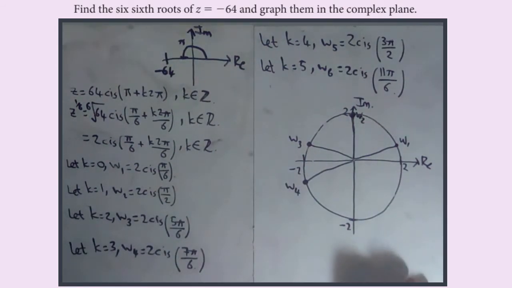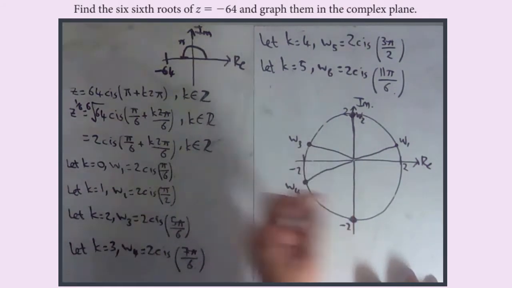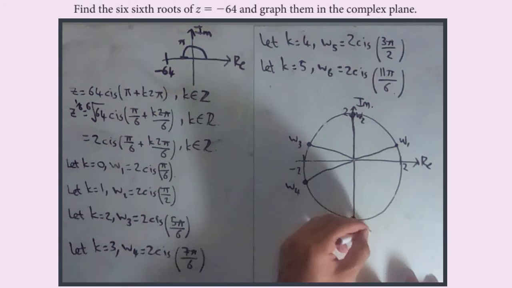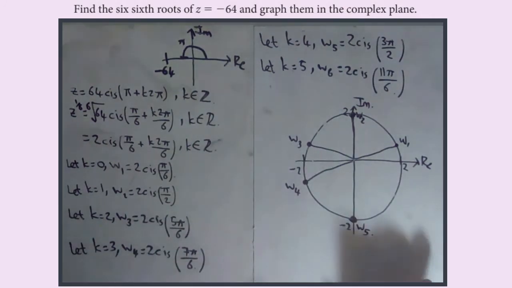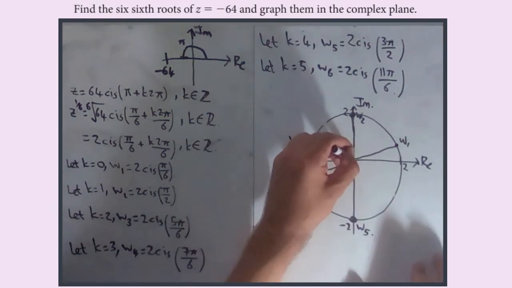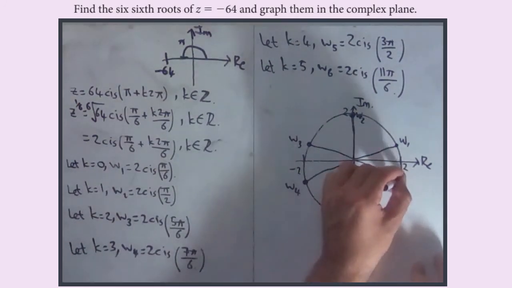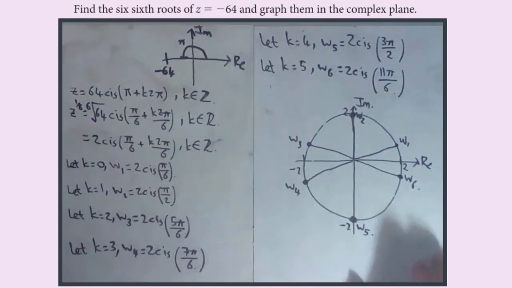The fifth root is at 3 pi by 2, or pi by 2 is 90, 3 9s are 27, so it's actually here, 270 degrees, so that is the fifth root. And the sixth root, 11 pi by 6, well, pi by 6 is 30, 11 3s are 33, so it's 330 degrees, which is 30 degrees less than 360, so that is down here. And that is W6, okay?